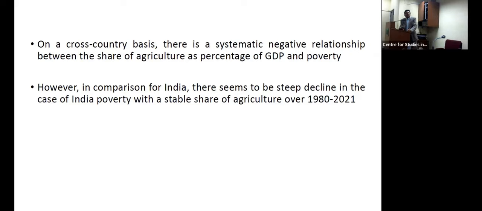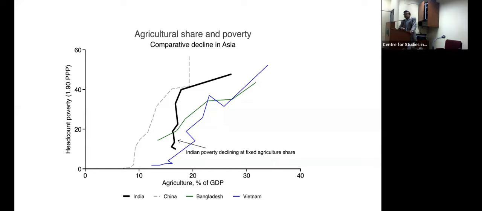So the first thing I want to show you is, on a cross-country basis, what is the relationship between the share of agriculture as a percentage of GDP and poverty, and where does India line up here? The next graph is a little bit non-obvious to read, so let me spell it out. There are four countries represented: the black one is India, then China, Bangladesh, and Vietnam. Sandeep, do you have a question? Feel free to ask.